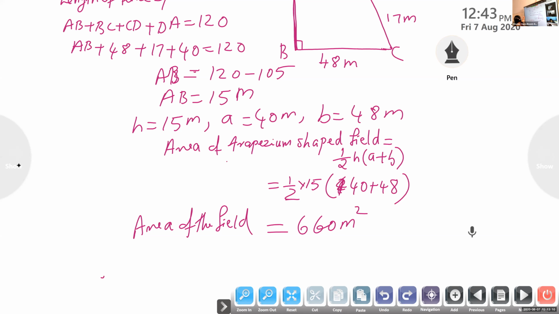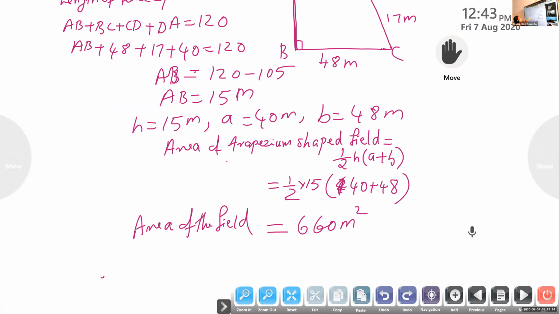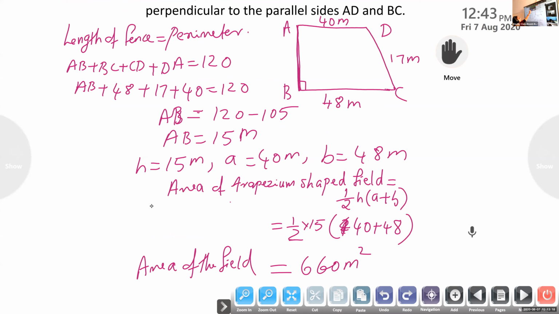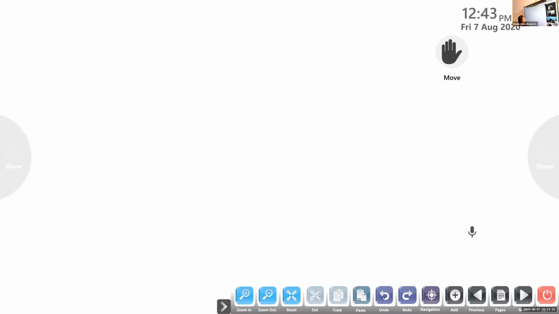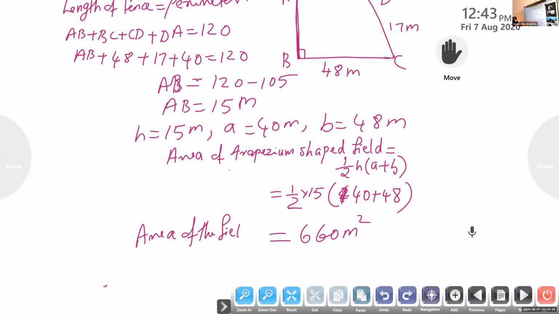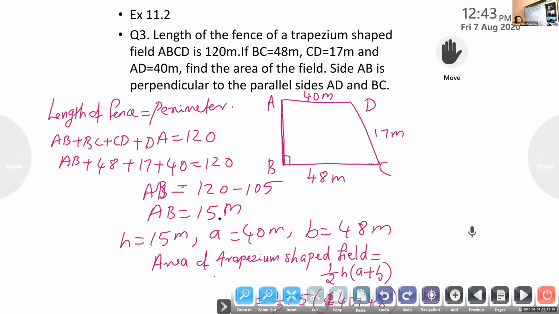So in this question, what is given? Given is a trapezium shaped field and its perimeter is 120. All the three sides are given, so the fourth side we can find out. That is AB, we can find by subtracting the sum of the other three sides from 120.